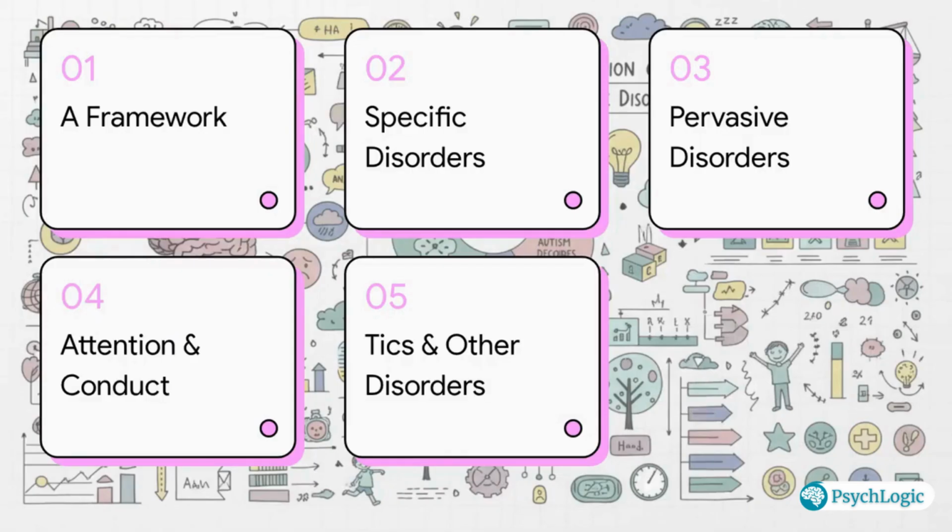So here's our roadmap for this journey. We're going to start with the big picture. How do experts even organize these conditions? From there, we'll zoom in on specific disorders, the ones that affect one area versus the ones that impact a child's entire world. Then we'll tackle some of the big ones you've probably heard of, like ADHD and conduct disorders, before wrapping up with tics. Sound good? Let's dive right in.